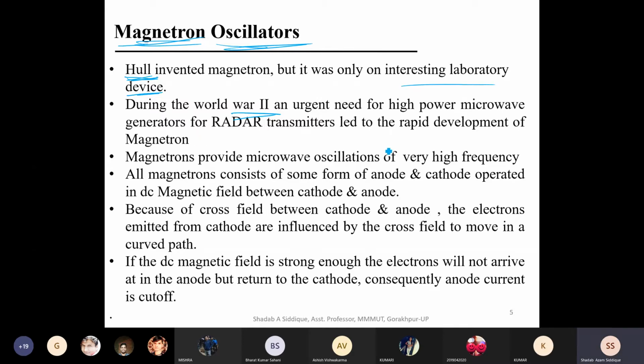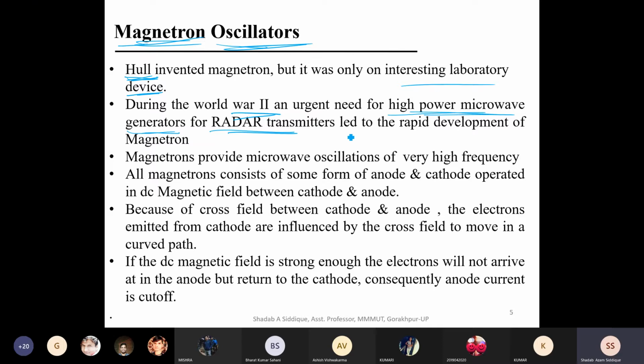So there was a huge demand for a high power microwave generator for radar transmitters. One of the devices is the magnetron, a high power device which is also used as an oscillator. Microwave generator means microwave oscillator. For radar transmitters, there was an urgent need in World War II.